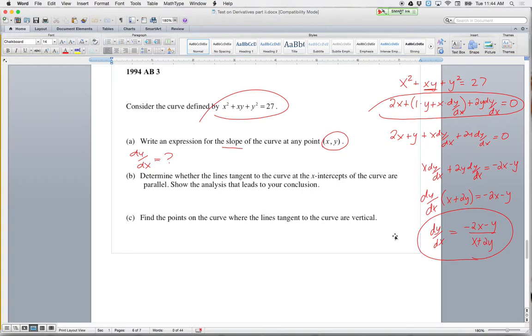Okay? So we got to tell the difference between just a dy dx implicit differentiation problem and a related rate problem, which does use implicit differentiation, but with respect to time.